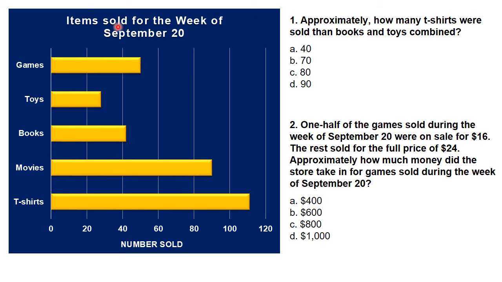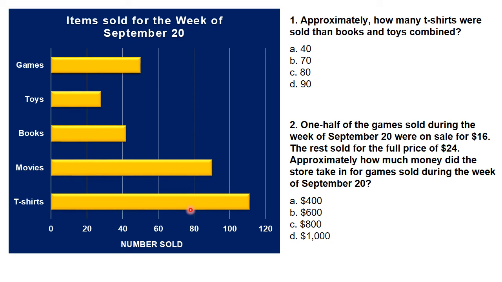Here we have items sold for the week of September 20. Let's proceed to question number 1. Approximately how many more t-shirts were sold than books and toys combined? The items sold are games, toys, books, movies, t-shirts. These are more on the hobbies of our high school students. Do you like games? Do you like toys, books, movies, t-shirts? I bet each one likes at least one of these. Okay, so let's proceed.